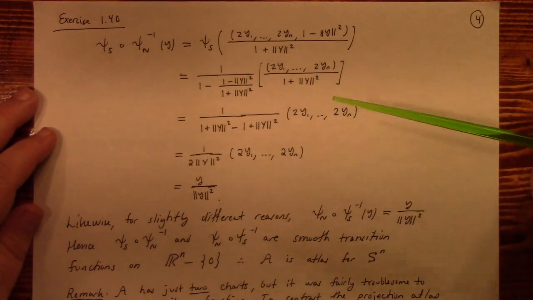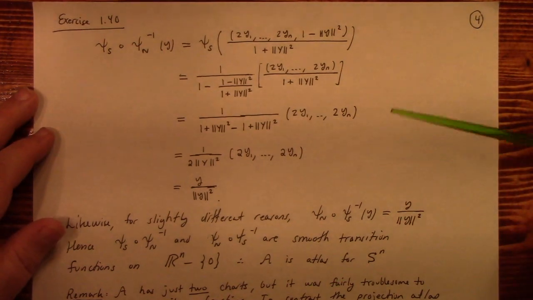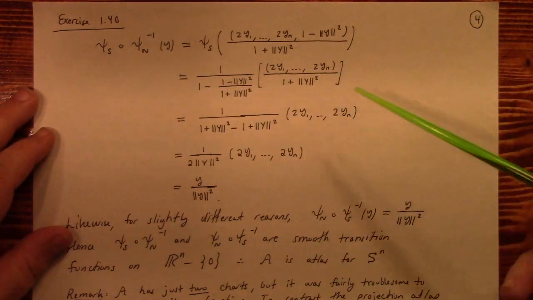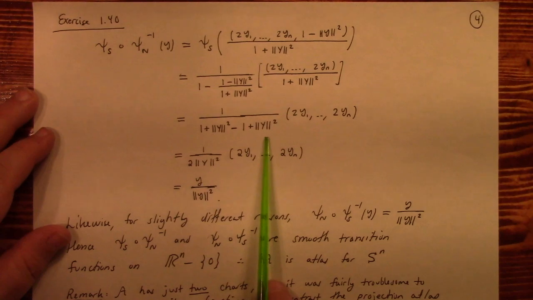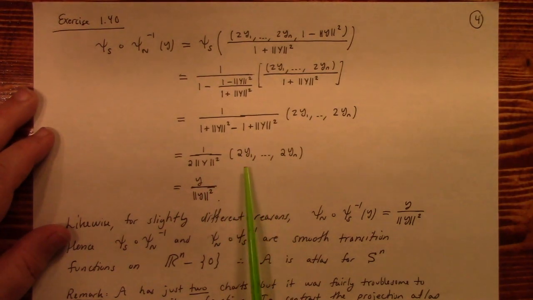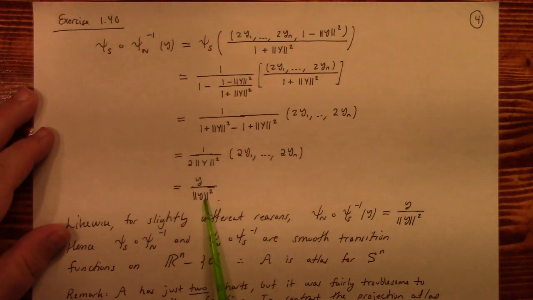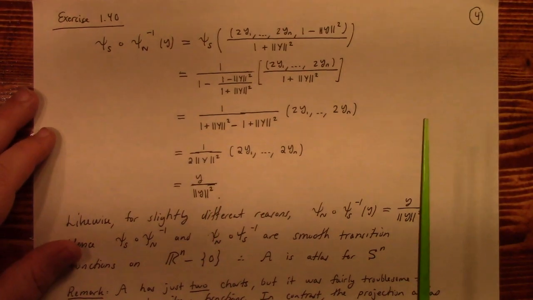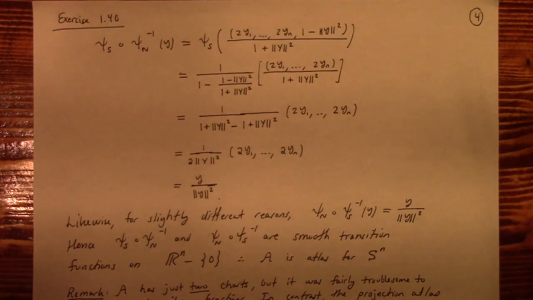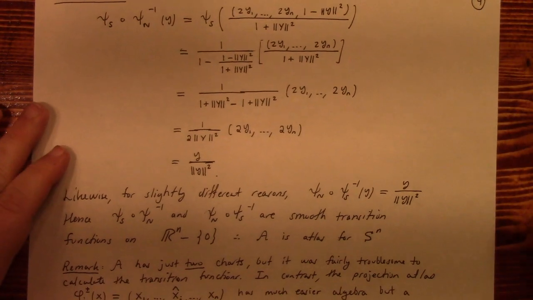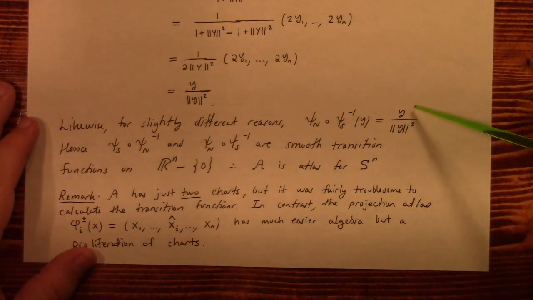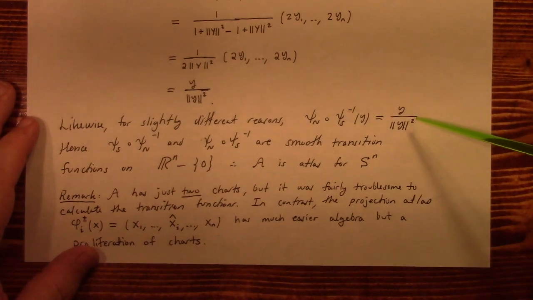If you don't see this immediately, just work it out for yourself. It's not that complicated, this part, all right? And then you multiply this through, and stuff cancels, and you're just left with a 2y squared, which is lovely because then the 2's cancel, and we get y over the length of y squared, which is what we're told to find in the textbook, right? And for slightly different reasons, but very similar calculational reasons, the transition function the other way around is also y over the length of y squared.